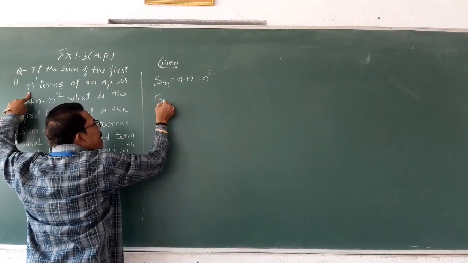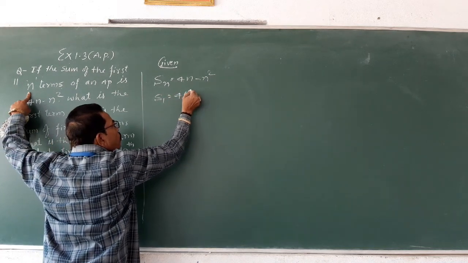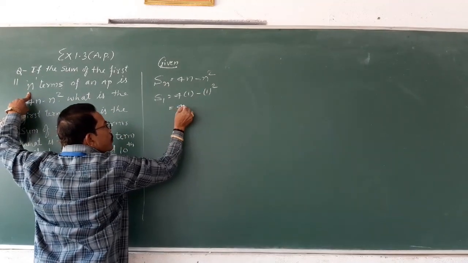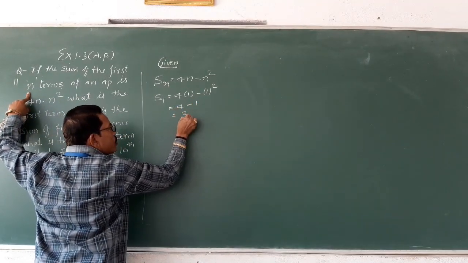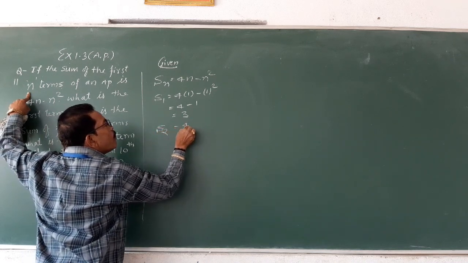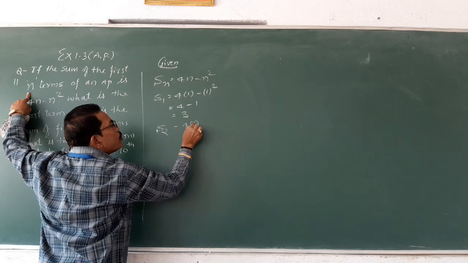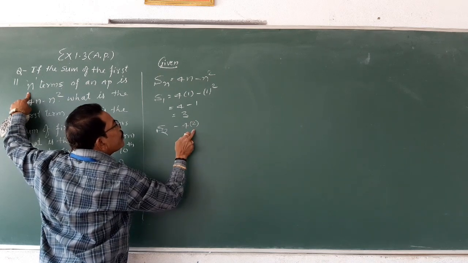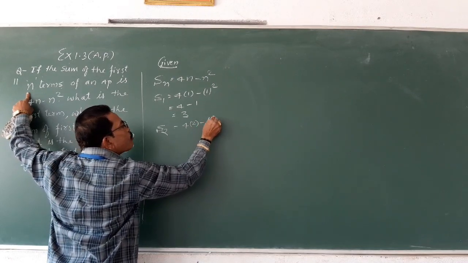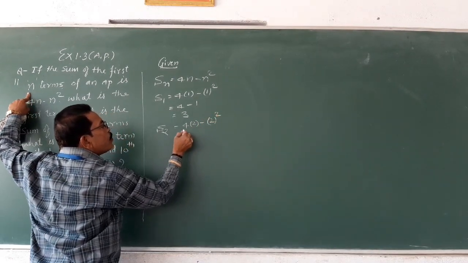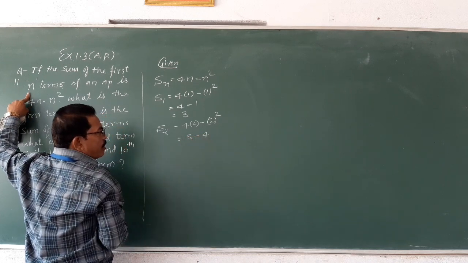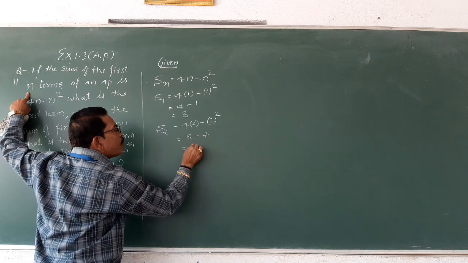So, S1 equals 4 into 1 minus 1 square. That is equal to 4 minus 1, which is equal to 3. Then S2 equals 4 into 2 minus 2 square. That is 4 2s are 8, 8 minus 2 2s are 4. So 8 minus 4, 4.